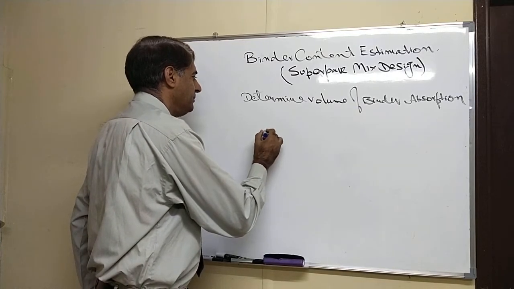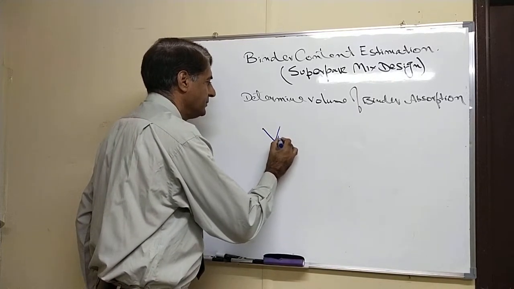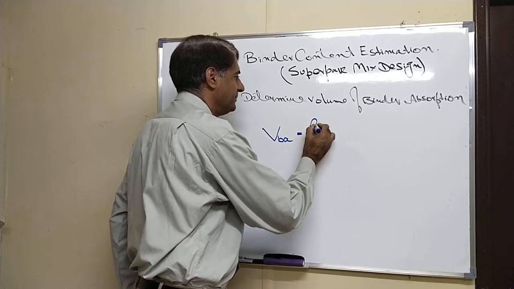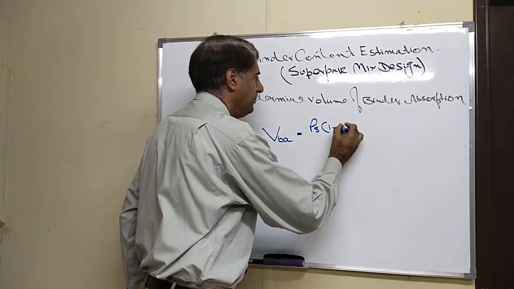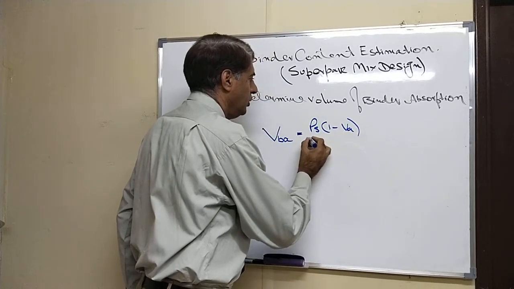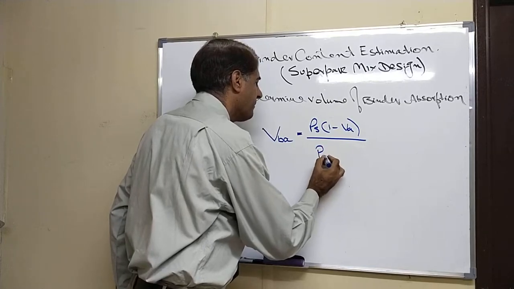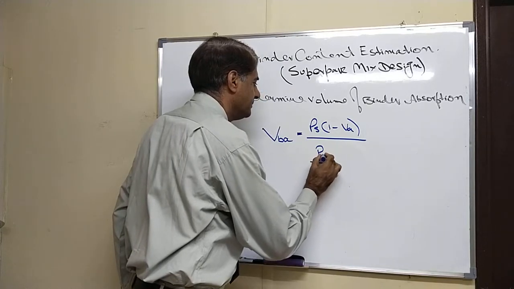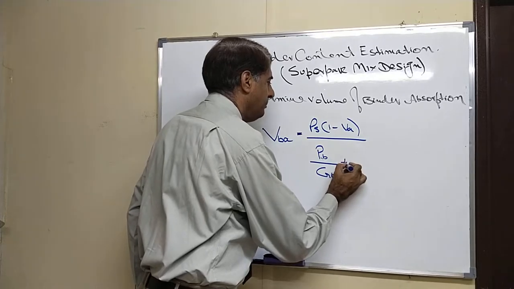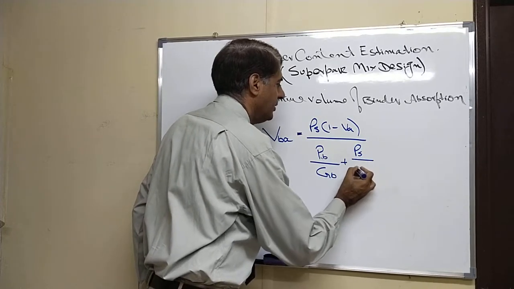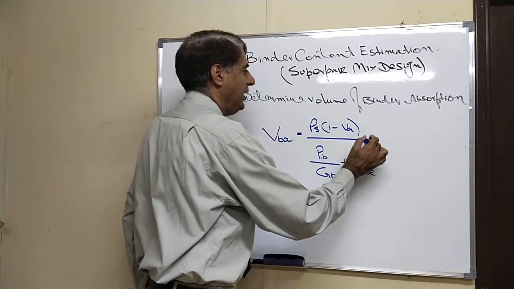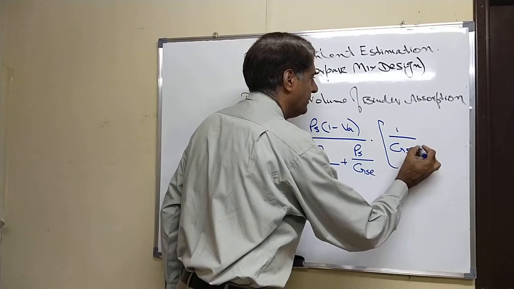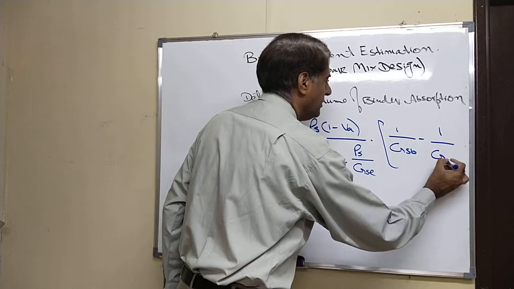This volume absorption is represented by V binder A for absorption. It is equal to Ps into 1 minus Va over Pb divided by Gb plus Ps over Gse into 1 over Gsb negative 1 over Gse.